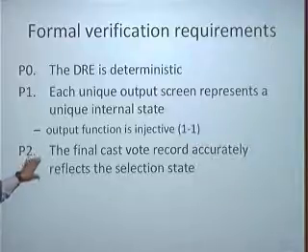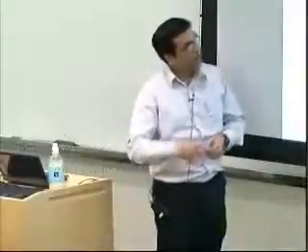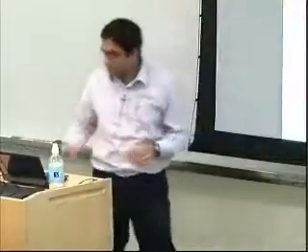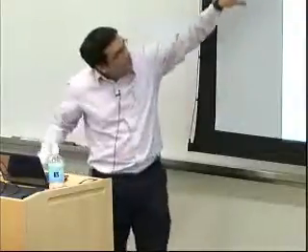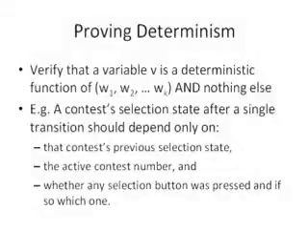And then finally, we have to prove that when the voter casts his or her vote, the selection state in RAM is correctly recorded to persistent storage. And so you have to check that the logic that does this copy is correct. I won't have time to talk about all the formal verification things, but let me talk about proving determinism.